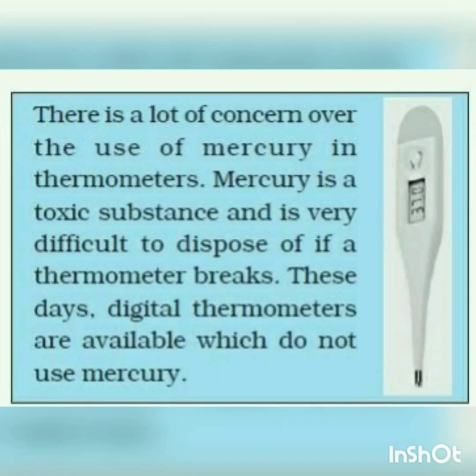These days, mercury thermometers are replaced by digital thermometers. This is because mercury is a toxic substance and it is very difficult to dispose of if a thermometer breaks. Mercury is a very dangerous chemical and can cause harm if it enters the body.